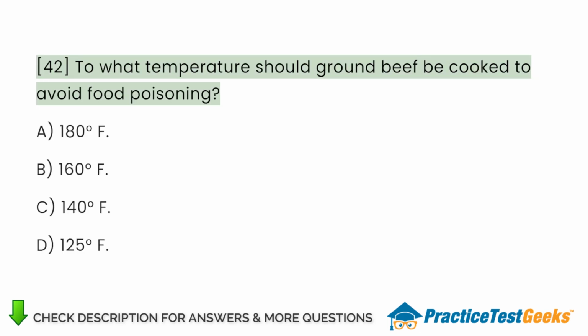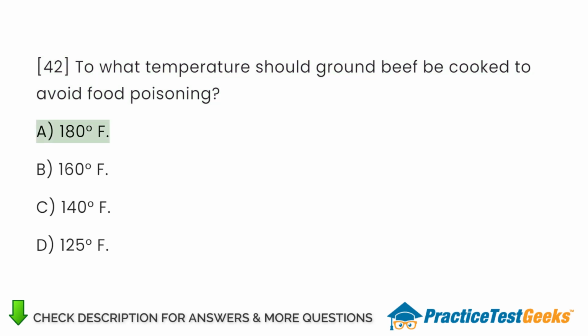To what temperature should ground beef be cooked to avoid food poisoning? A. 180 degrees Fahrenheit. B. 160 degrees Fahrenheit. C. 140 degrees Fahrenheit. D. 125 degrees Fahrenheit.